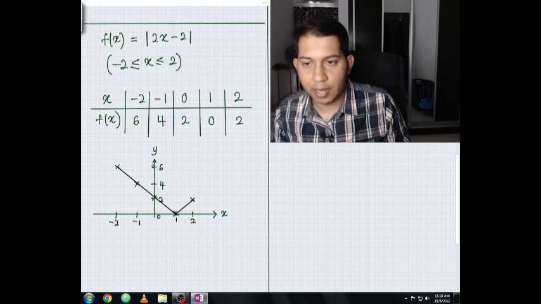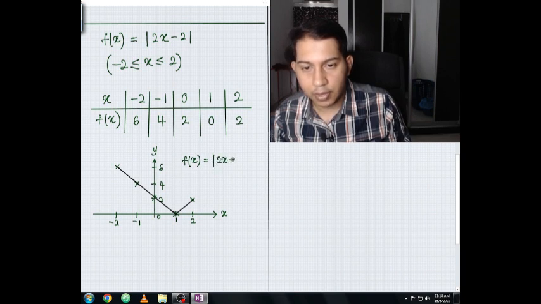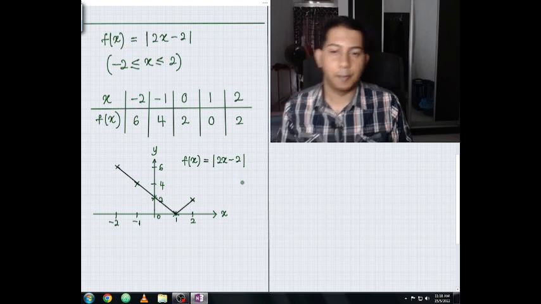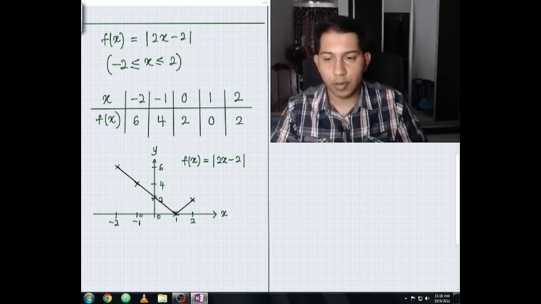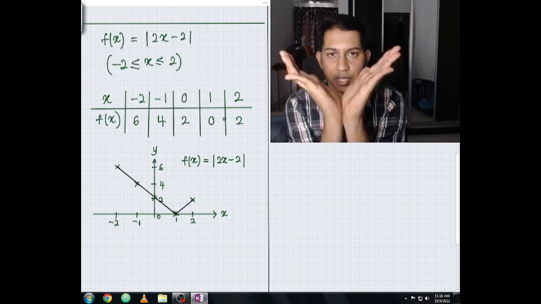This is the V shape, and don't forget to write the function over here. f(x) is equal to, in a bracket, 2x minus 2, close modulus. Regardless of any input, let's say you have a positive input here and a negative input, your output will always be positive, and that's why you have this V shape.